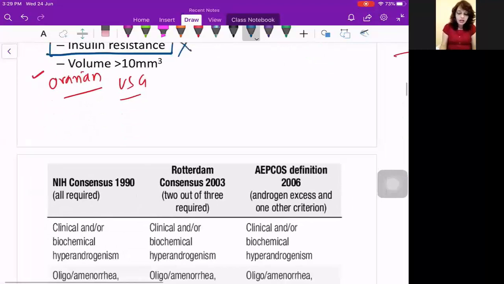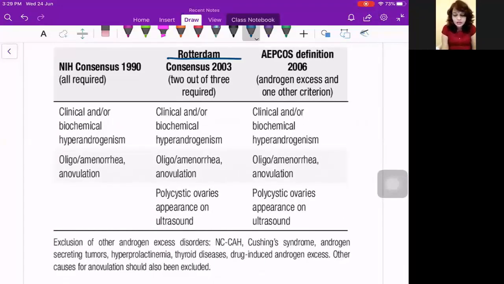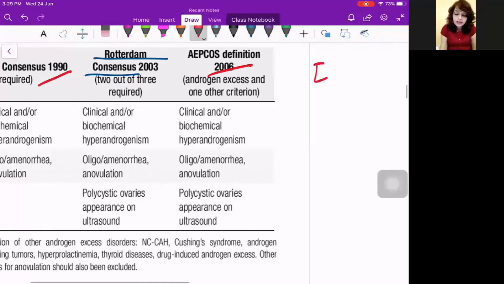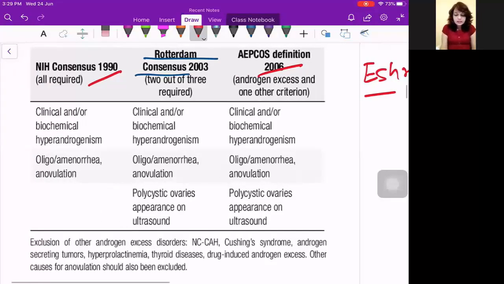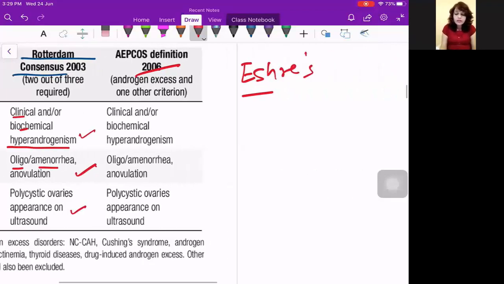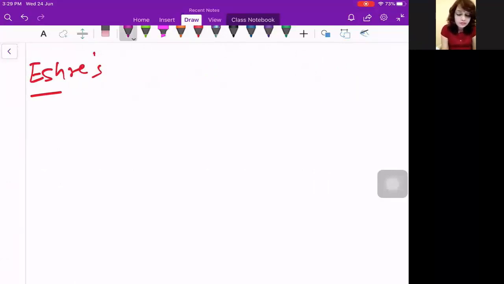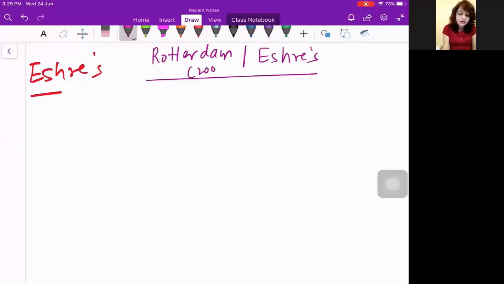Now, in PCOS, whether you follow the Rotterdam criteria or the previous criteria, or another criteria like the AE-PCOS criteria, there is hyperandrogenism, that is hirsutism, biochemical or clinical finding. There is menstrual disturbance, which is oligomenorrhea, amenorrhea or anovulation, and polycystic ovaries on ultrasound. So everywhere, this is the criteria being followed. Rotterdam was given in 2003.